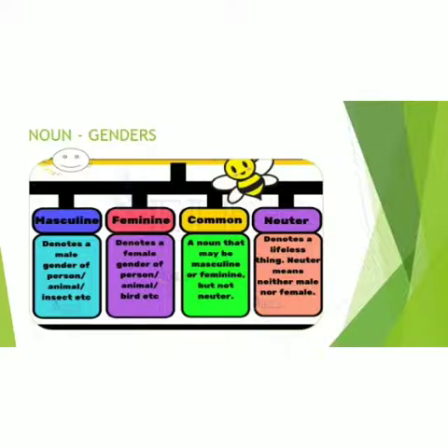Common gender nouns refer to both male and female. These nouns do not indicate if a noun is male or female. For example, child, teacher, baker, etc.